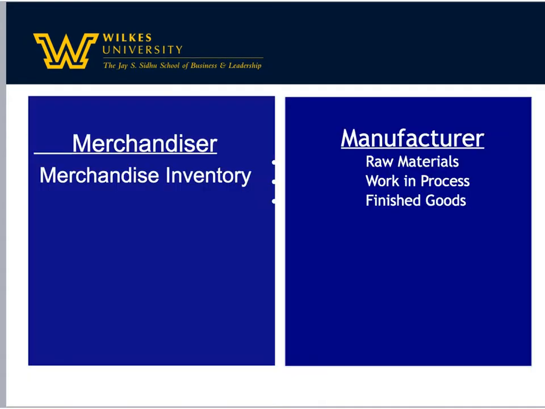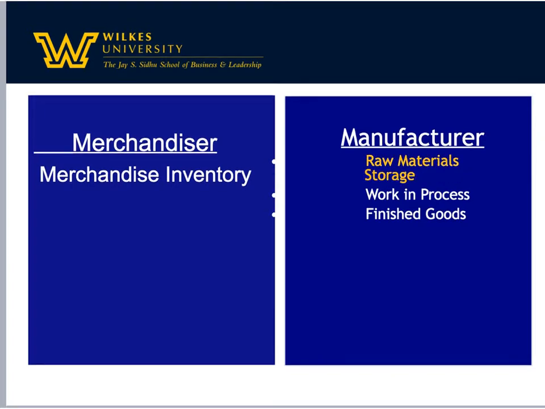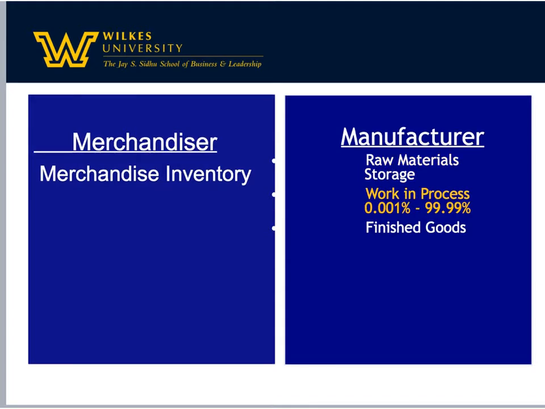You can tell what kind of company exists by looking at their balance sheet. A merchandising organization will have merchandise inventory, while the manufacturer will have several different inventory types: raw materials, work in process, and finished goods. The raw materials stay in storage. They wait there until they are needed in the work in process. They leave the storage room and go into production. Once they leave the storage room, they are considered work in process.